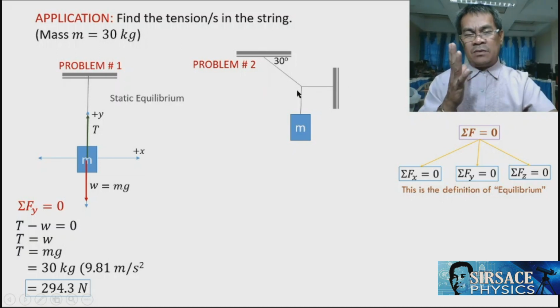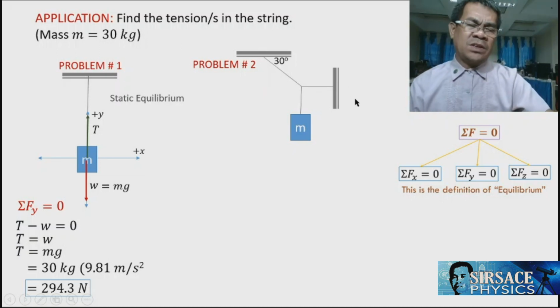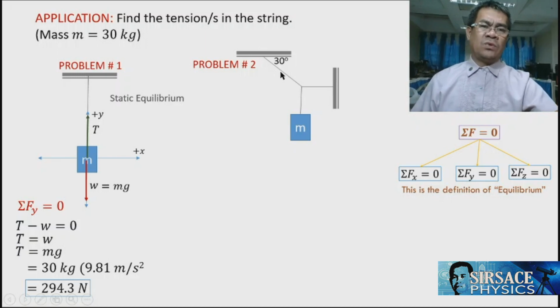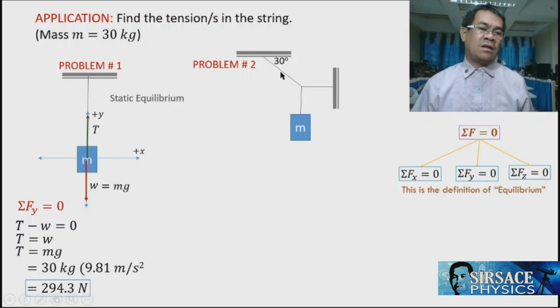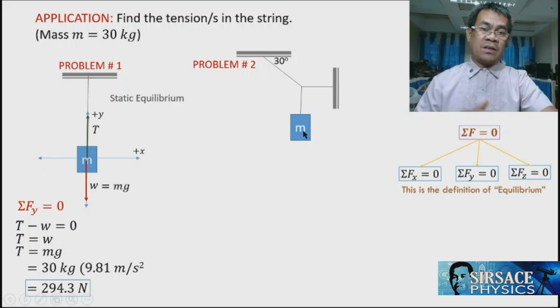Now, to answer this problem, what is the tension in the string? We need to use the law, and Newton's first law is applicable to the problem. Why? Because the object, the mass M, was at rest. So therefore, this belongs to static equilibrium, so the net force should be zero.